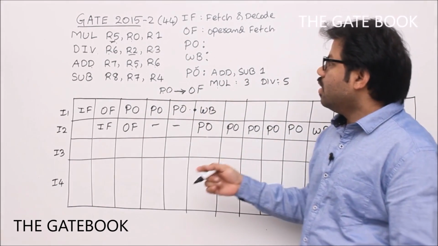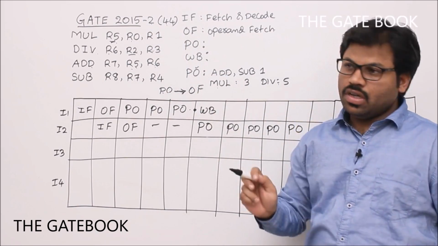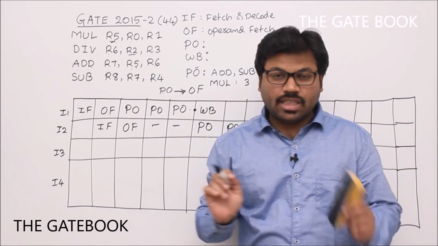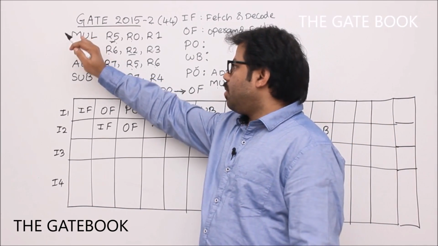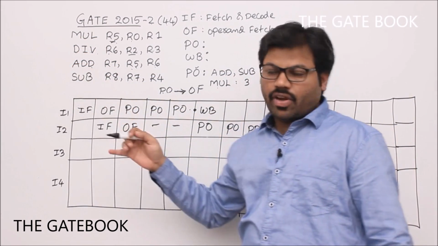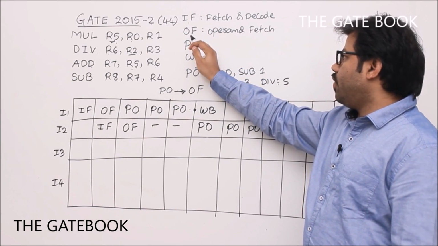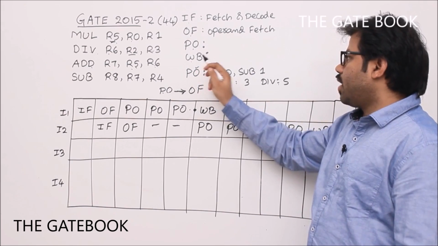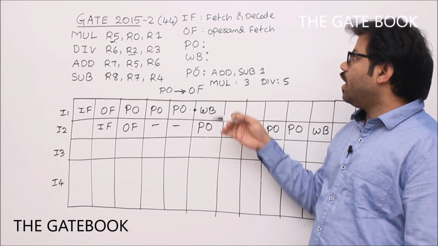This example is GATE 2015, set 2, question number 44. It is a little bit ambiguous. Okay, please focus on this question. There are 4 instructions: multiplication, division, addition, subtraction. And 4 stages: instruction fetch, operand fetch, perform operation, write back. So only 4 stages. That means where are you doing decoding?